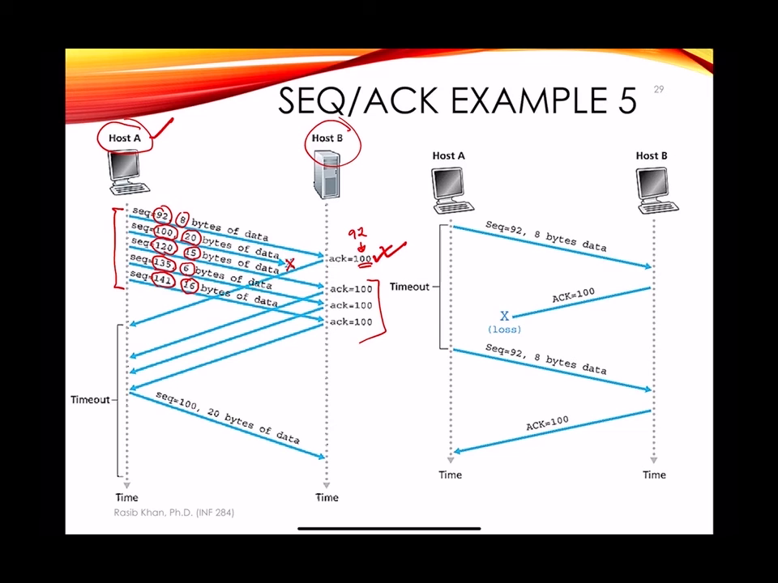So host A, whenever it receives the ACK 100, it understands that one of the segments was dropped on the way, so it waits for a certain time just to make sure that it is not still in transit, and when the timeout expires, it then retransmits the segment with sequence 100.